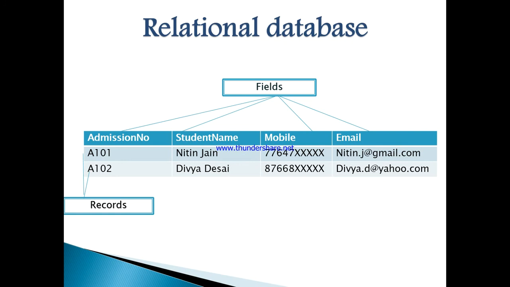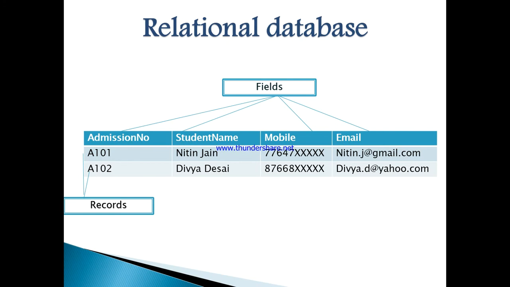Can you see the columns and rows? Admission number, student name, mobile number, email. These are the fields, the names of the fields. Whereas in the details entered, every line shows the particular detail of one student, and the second line shows the particular details of the second student. So these are called records, and the headings are known as the fields. So now you understand what fields and records are.